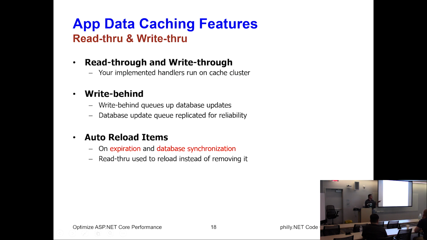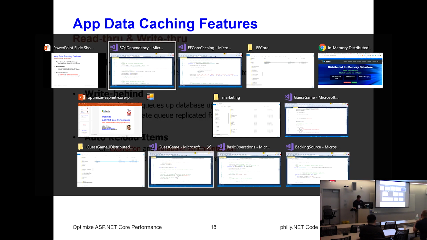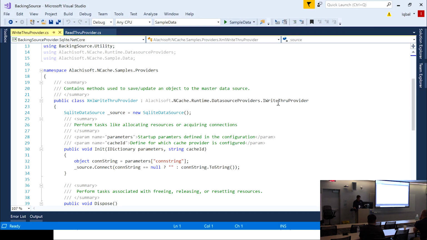I just talked about read-through being that, in a database synchronization, instead of removing the item, NCache can go and reload it. How can it reload? Because it has your read-through code. What does read-through look like? I'm sort of jumping back and forth, but I wanted to connect these dots. That's why. How do you write a read-through? It's just a simple interface. So you have a read-through interface here.